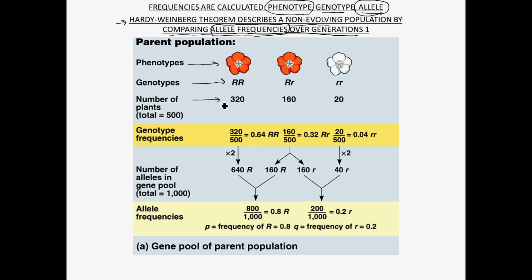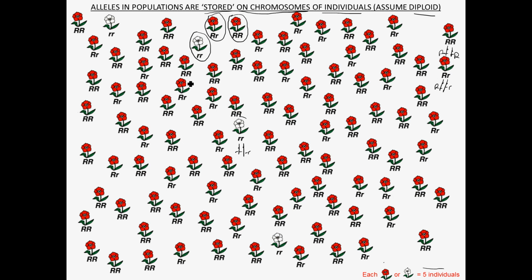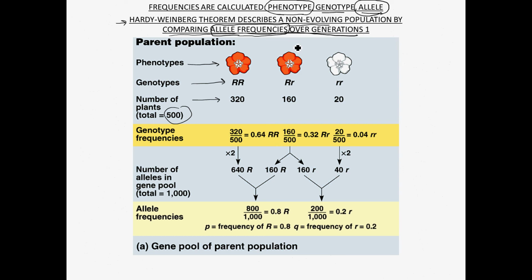And if we go back and count up, we had 500 total plants there. And of those 500 total plants, 20 of them are going to be white, and then the balance of them are going to be red. Now, we don't know if the red ones are going to be homozygous or heterozygous just by looking at them. But for the sake of argument, let's say that we counted them up, and we know that there are 320 homozygous dominants, and then 160 of the heterozygotes.